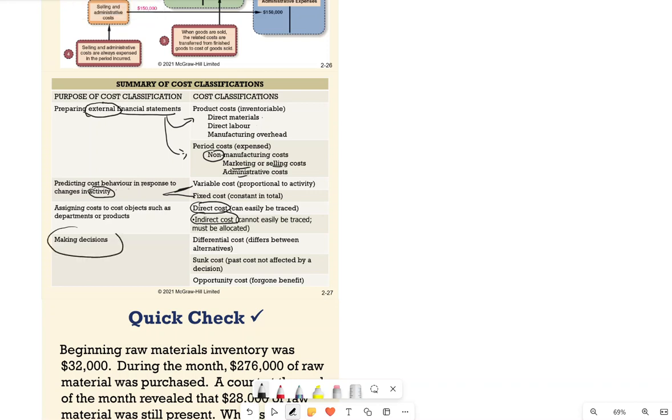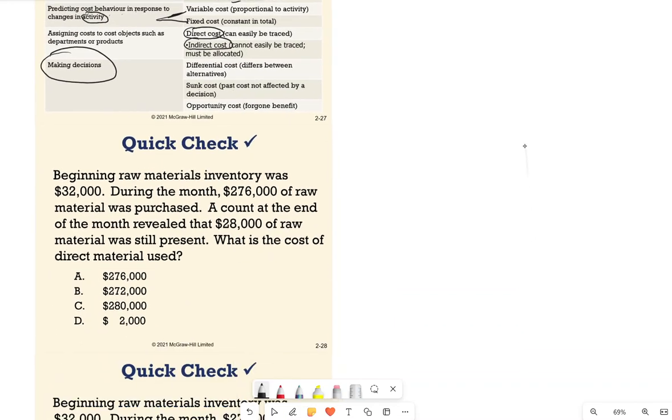Now making a decision. Of course, we think of cost benefit, and differential cost, which is the difference between the alternatives. Sunk cost is a cost that does not affect your decision. The opportunity cost is the foregone benefit. What do we mean by these? These are some of the costs that you will see in this chapter.